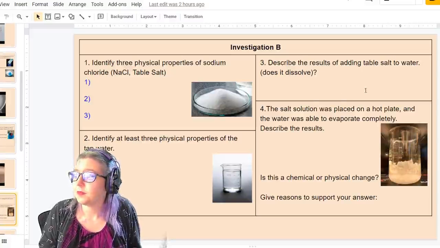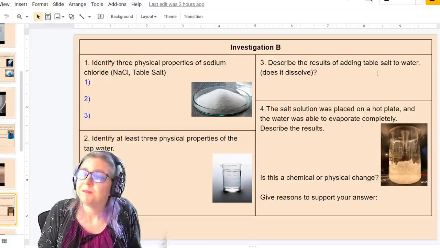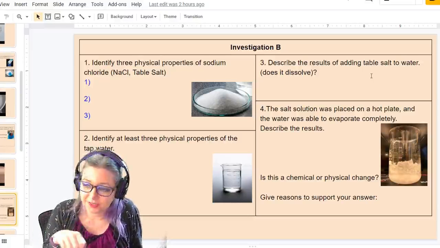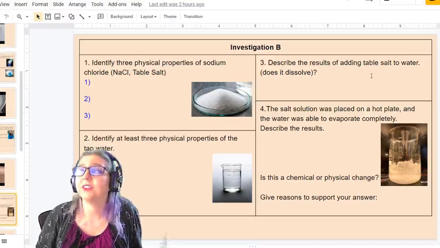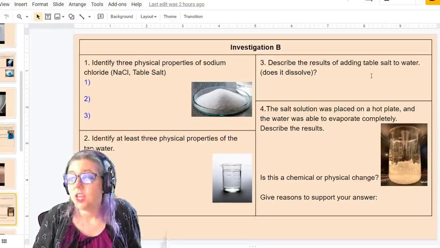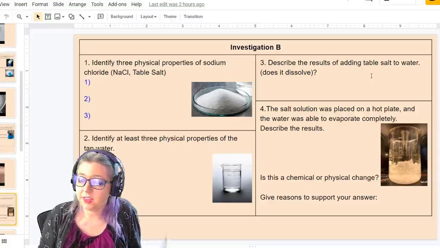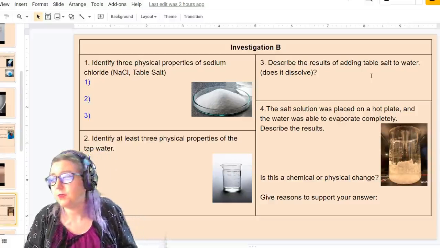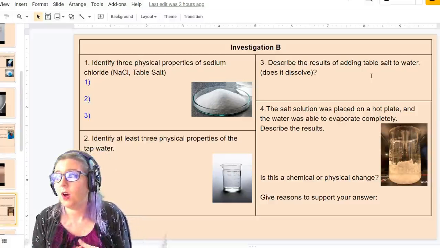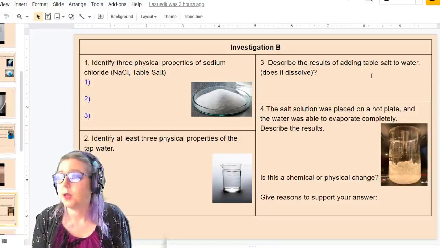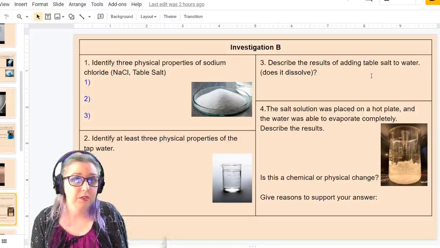Investigation B. A lot of students said that when you add salt to water, it does not dissolve. The original lab had students also stirring, and I think leaving that one word out caused some confusion. Salt does dissolve in water. If you pour enough salt in water, and I think that's what happened in the video, then you will get a mound of salt at the bottom of your beaker or your cup. But you can only dissolve so much of it. But salt does dissolve into water.